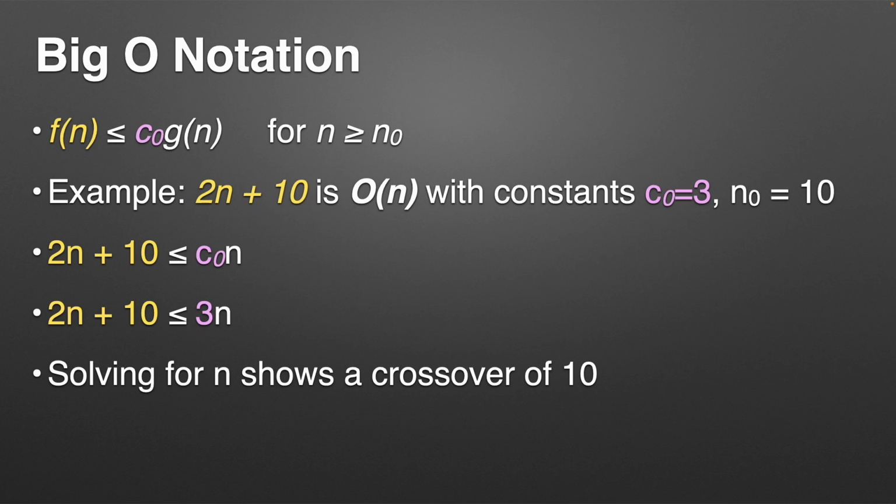So if we come in and we substitute in this value, right? So we put in our function here for f of n. We put in 3 for our C0, and we put in n as our g of n. We can solve that, and we get the crossover value of 10, right? And so then we can choose 10 as that value where it crosses over. And so this is kind of the heart of it. This is how it's defined mathematically. This is how you can prove it.